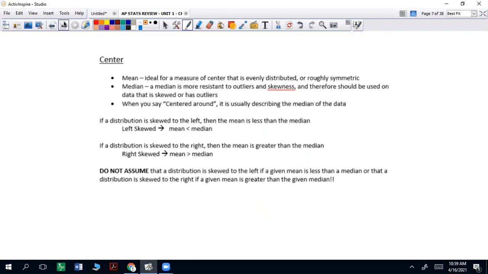I went over the center already. So again, mean is ideal for measuring a center that's evenly distributed or roughly symmetric.